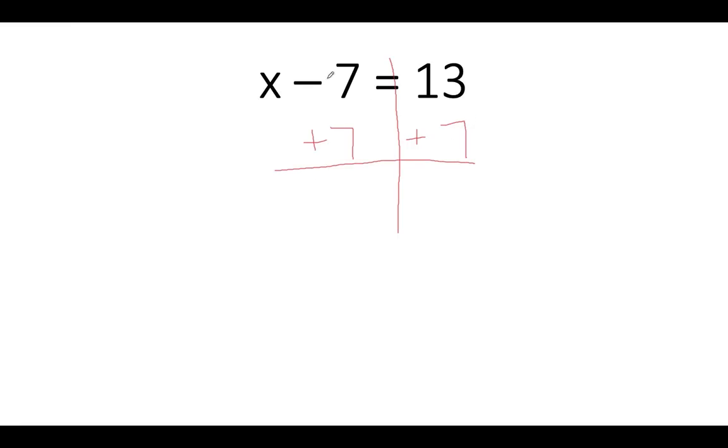So again, think about your positives and negatives. We have opposites. Opposites make that zero pair. The 7s disappear. So now I just bring down my x. I bring down my equal sign. And again, I have 13 plus 7, which gives me 20. So my answer is x equals 20. Again, I can take this and plug it in to check to make sure my equation is correct.